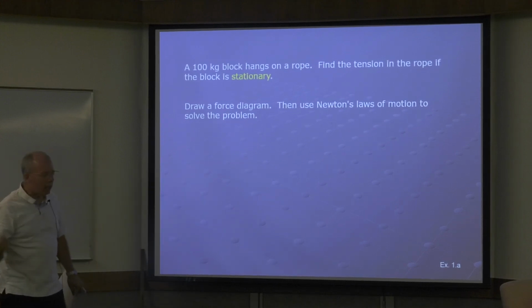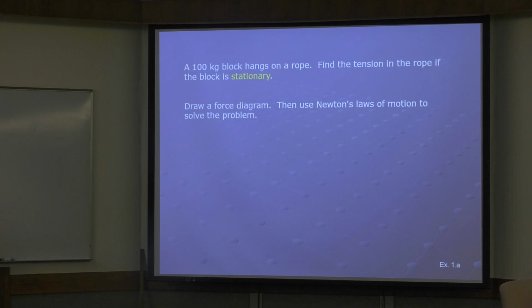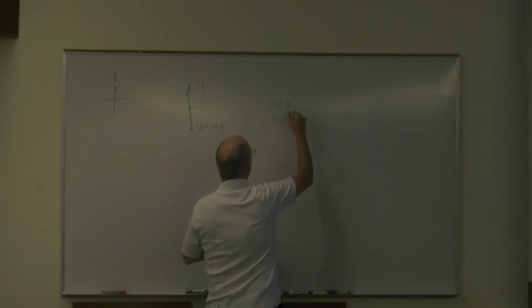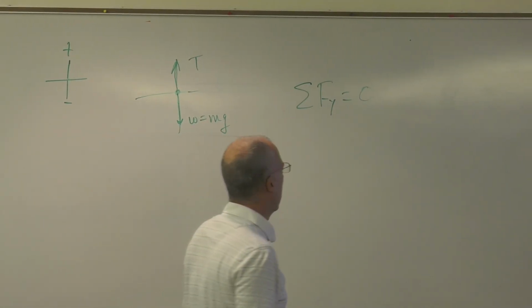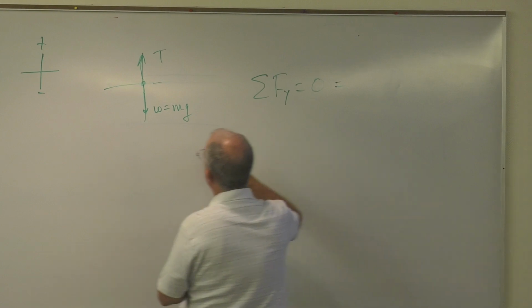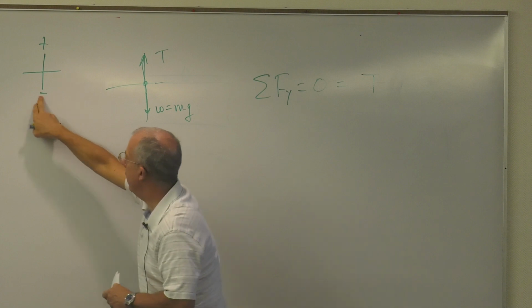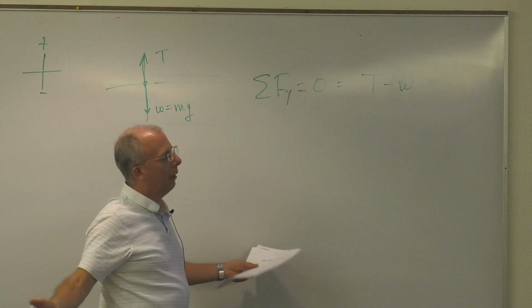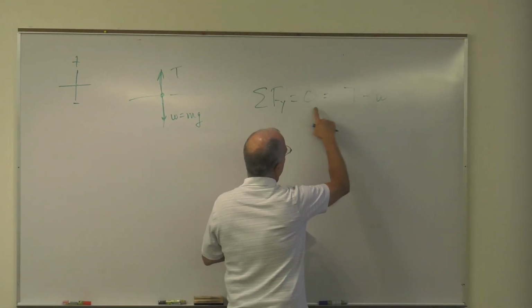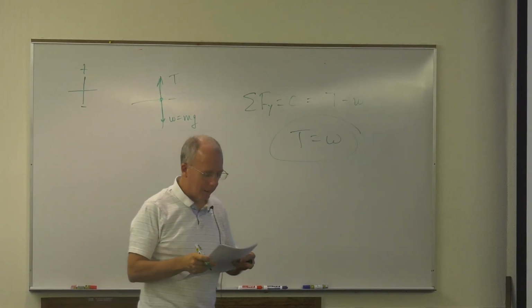All right, so the block is stationary. That means it's not accelerating. That means that it's equilibrium. The sum of the forces equals 0. All right, now this is a y problem. So we will say that the sum of the y forces equals 0. Okay, well, what is the sum of the y forces? Tension is positive, and weight is negative, and that's equal to 0. All right, so therefore, this is just tension equals the weight. And that's the answer. Not so bad.